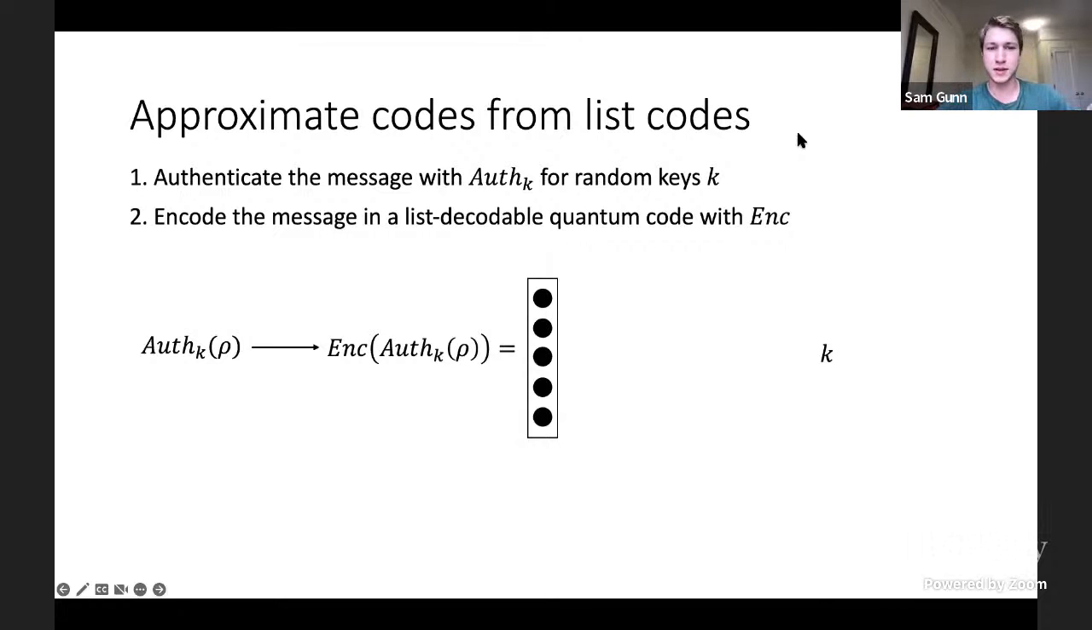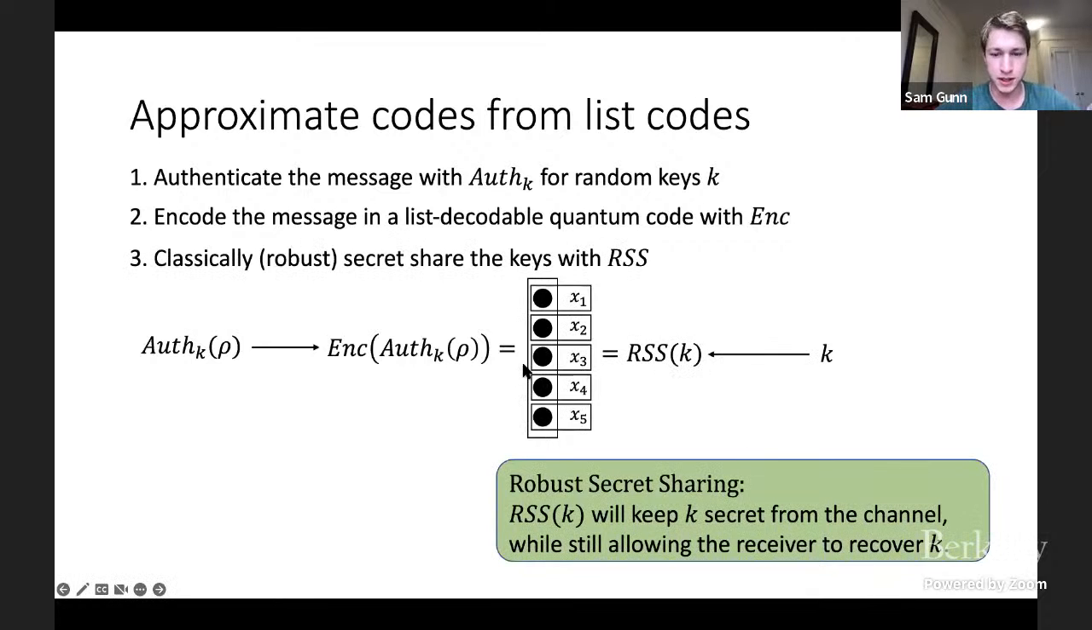So after we authenticate, we're going to encode the authenticated message into our list decodable code. This is a common technique classically to boost list decoding to unique decoding, where you authenticate and then encode in a list decodable code, because now whenever you prepare this list, you can sieve the list and figure out which element in the list is the real message. Of course, the issue is that now you have these keys lying around. Authentication requires you to know what the keys are to check the authentication as well. So how do we get these keys to the recipient without accidentally giving them to the adversarial channel, the error channel?